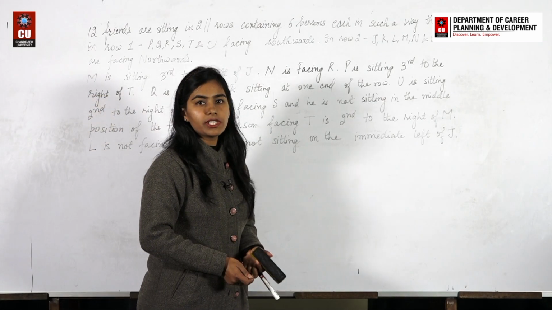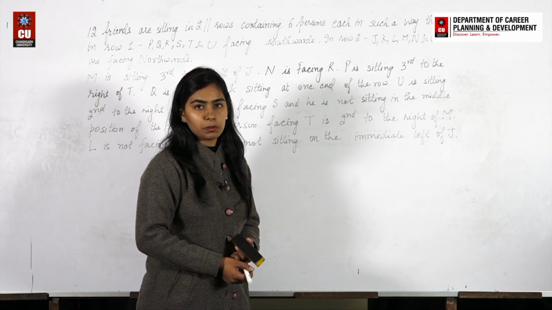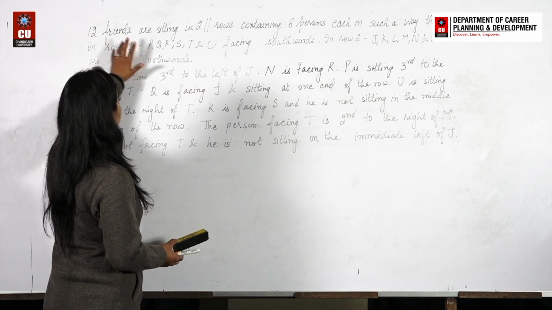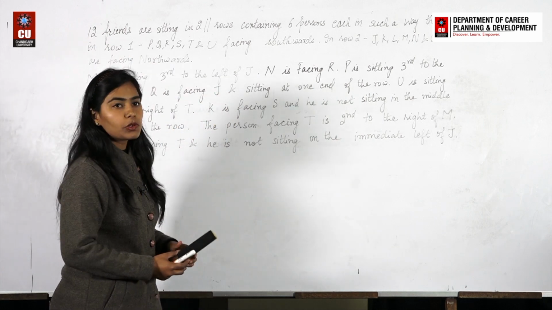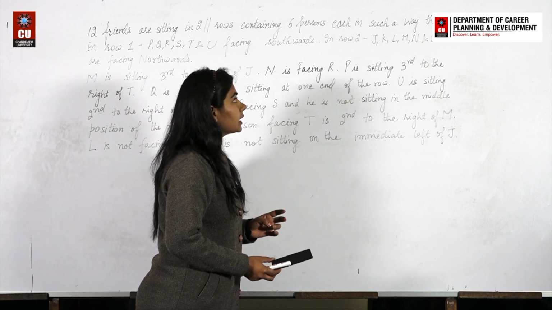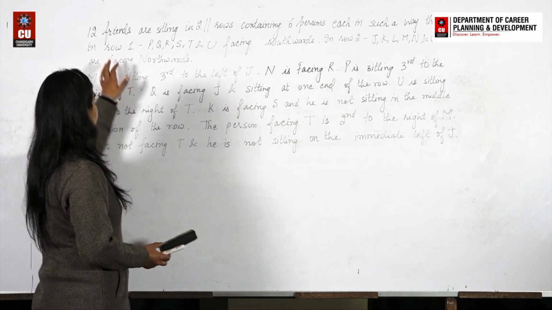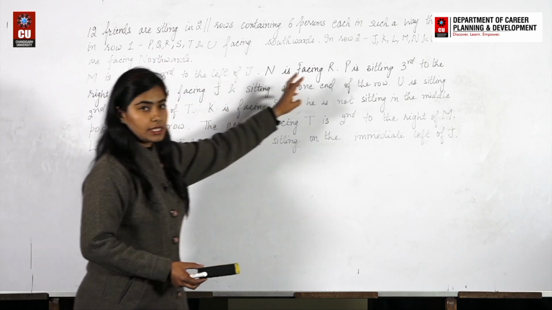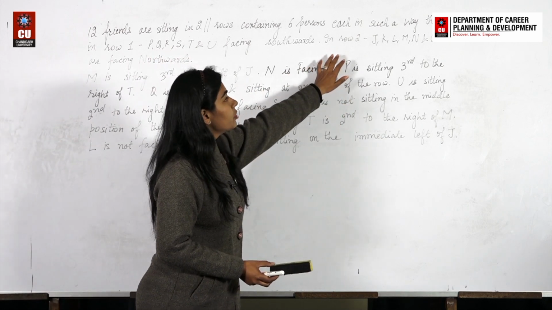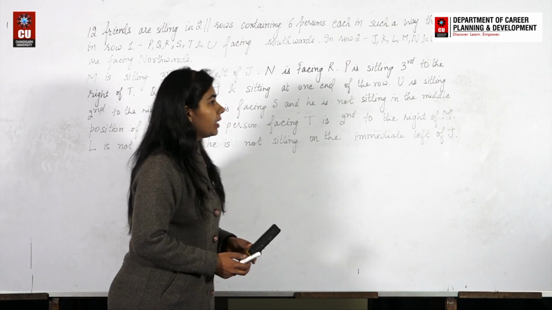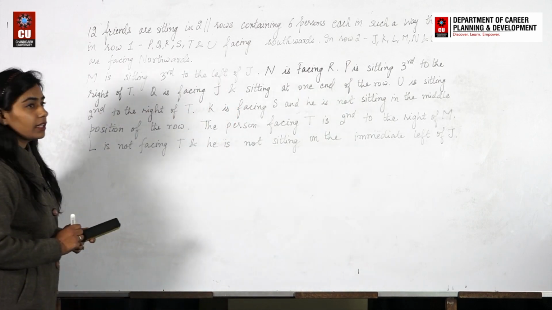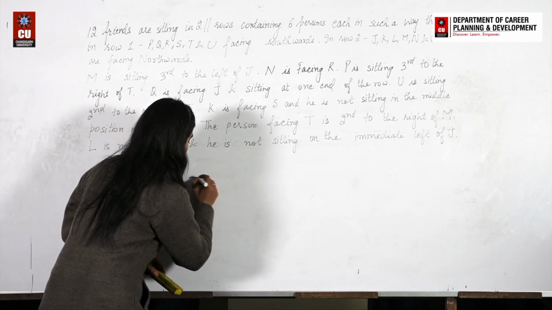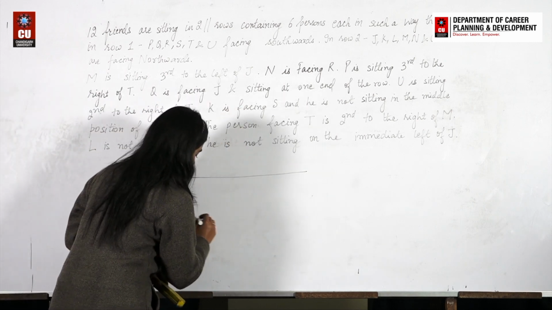Our last question of discussion is of parallel row arrangement. In this question, as we have read, 12 friends are sitting in 2 parallel rows containing 6 persons each in such a way that in row 1, P, Q, R, S, T and U are facing southwards and in row 2, J, K, L, M, N and O are facing northwards. Now we are drawing the 2 parallel rows.